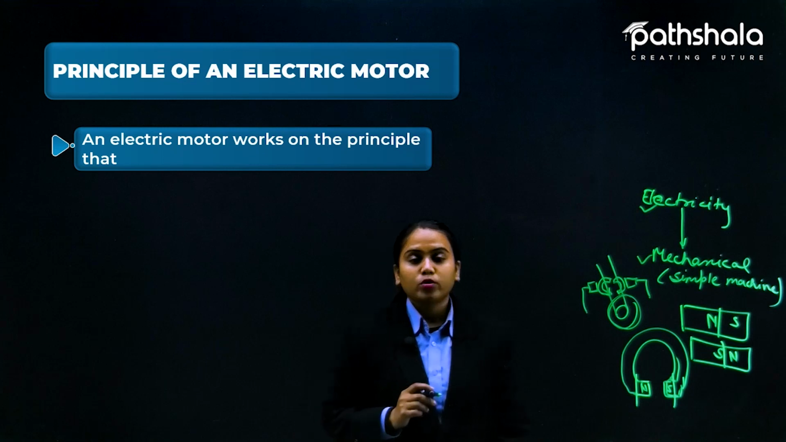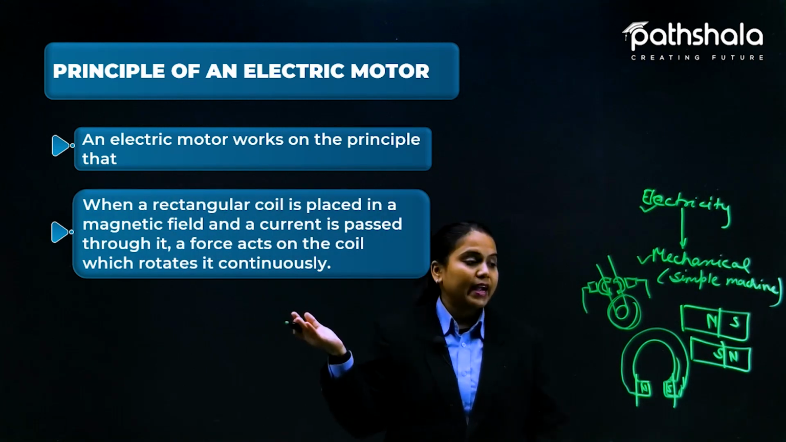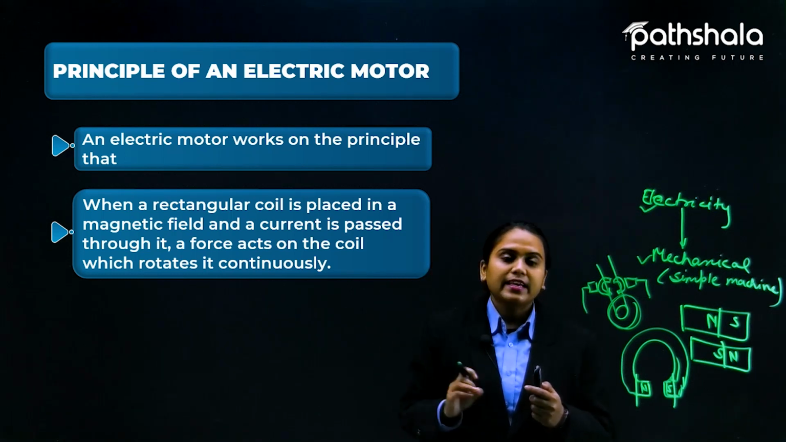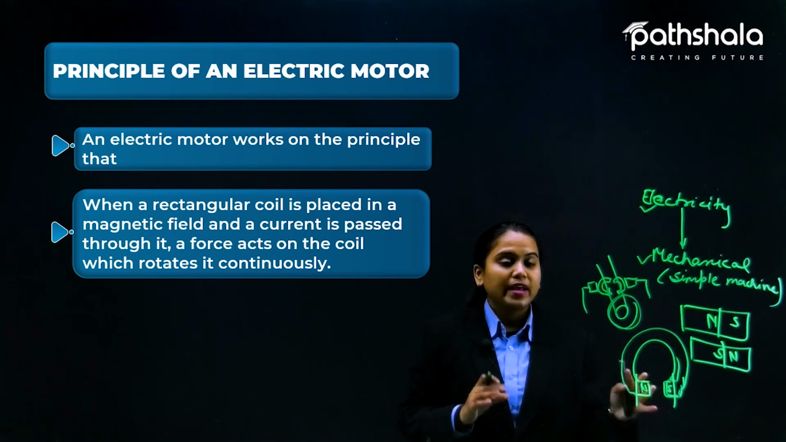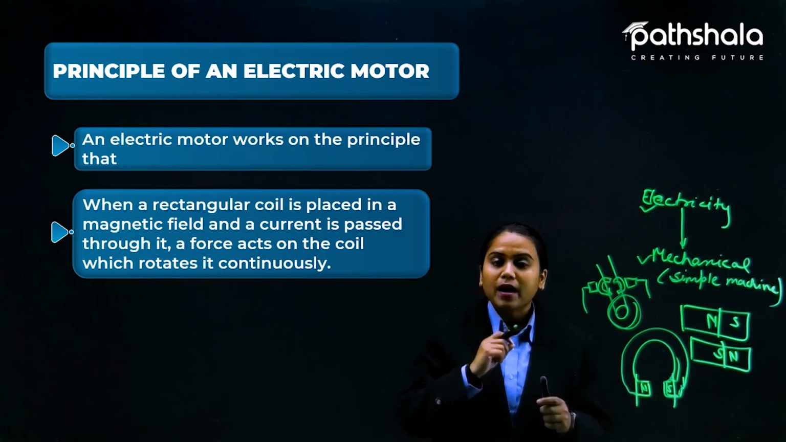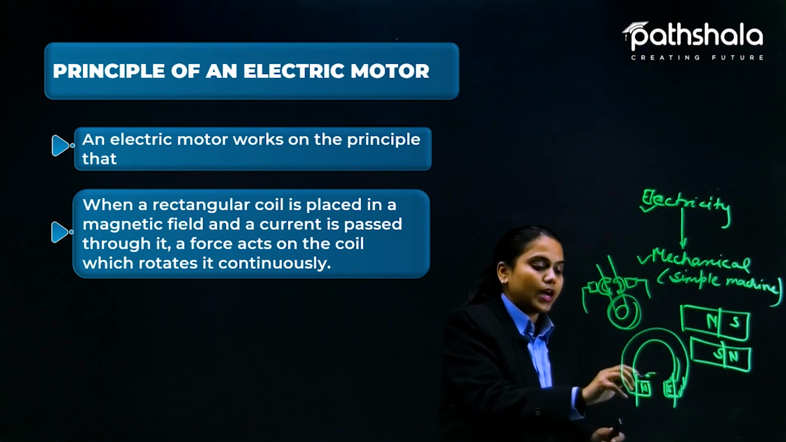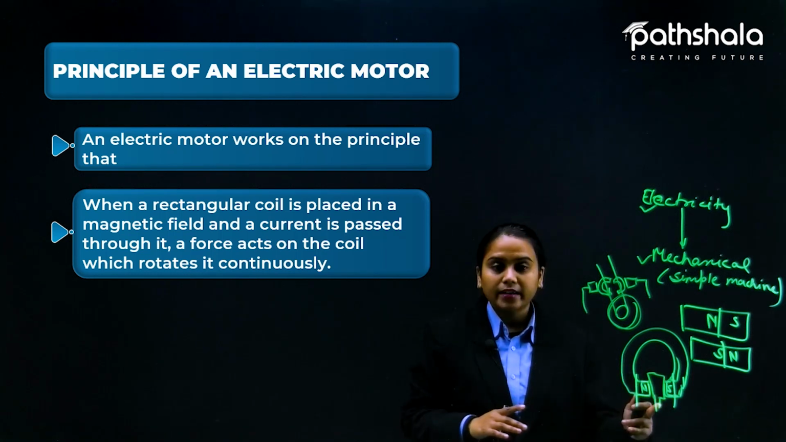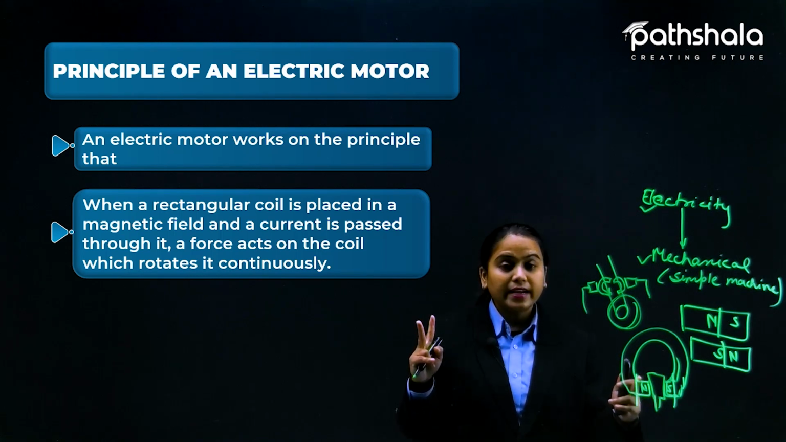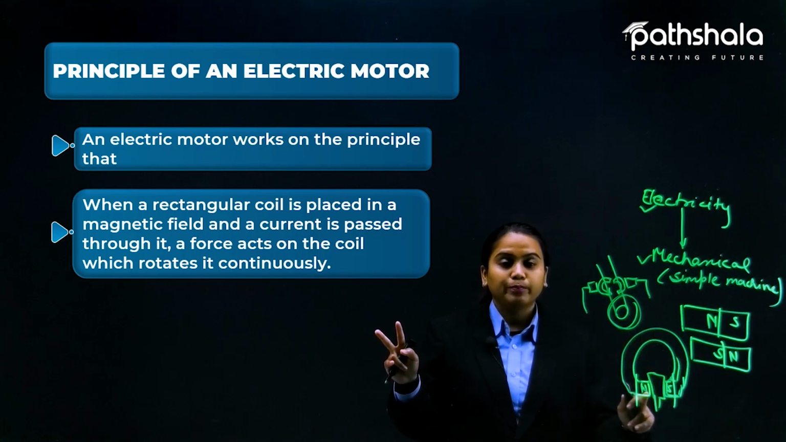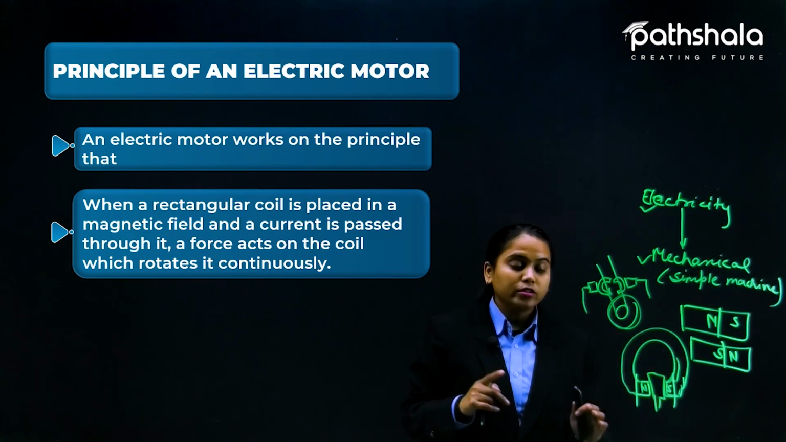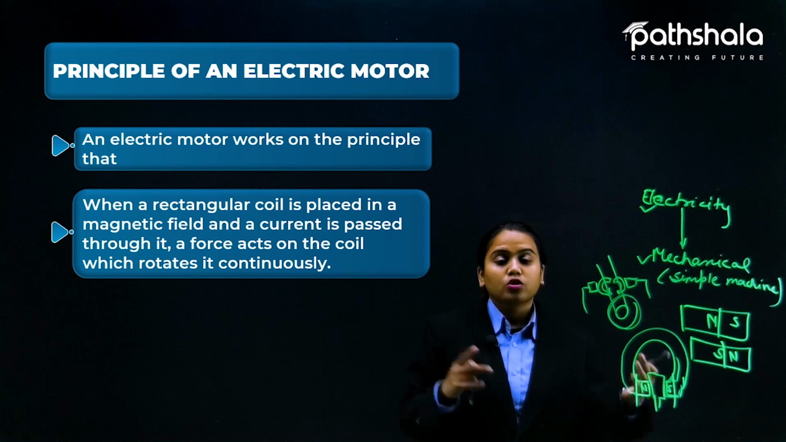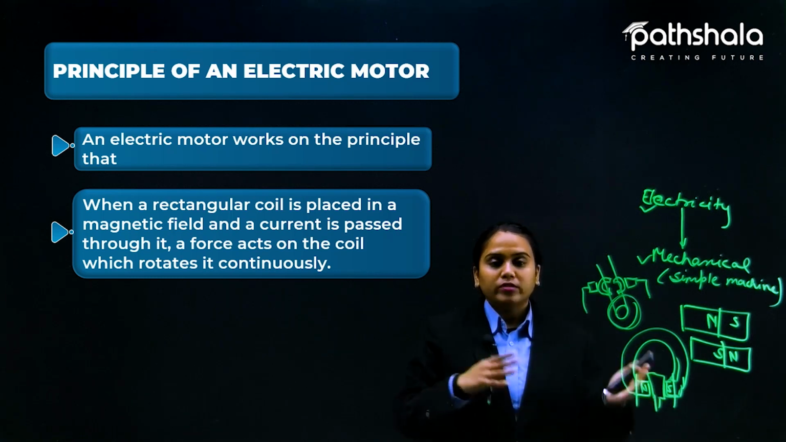What is it? An electric motor works on the principle that when a rectangular coil, as we have seen in the diagram, is placed in a magnetic field, produced by this horseshoe magnet, and a current is passed through that coil, it is a current carrying conductor kept in between the magnetic field. Now it will certainly feel a force because of its own magnetic field and the magnetic field produced by the external source. They both will clash together and produce a certain force.